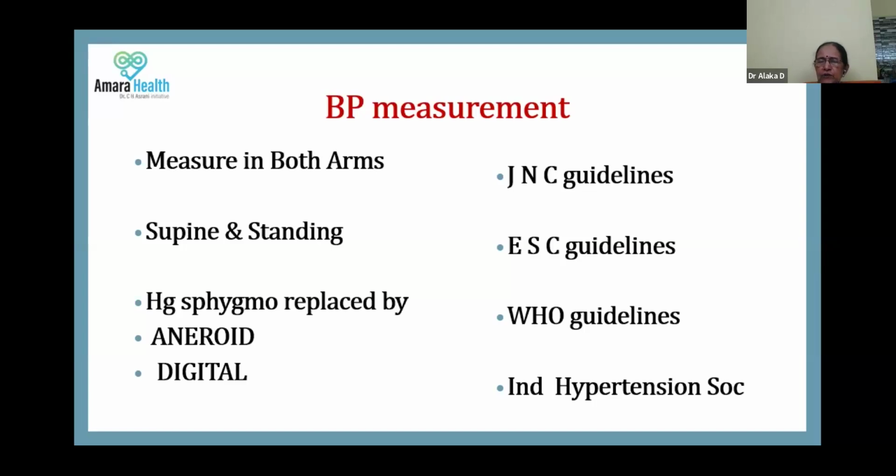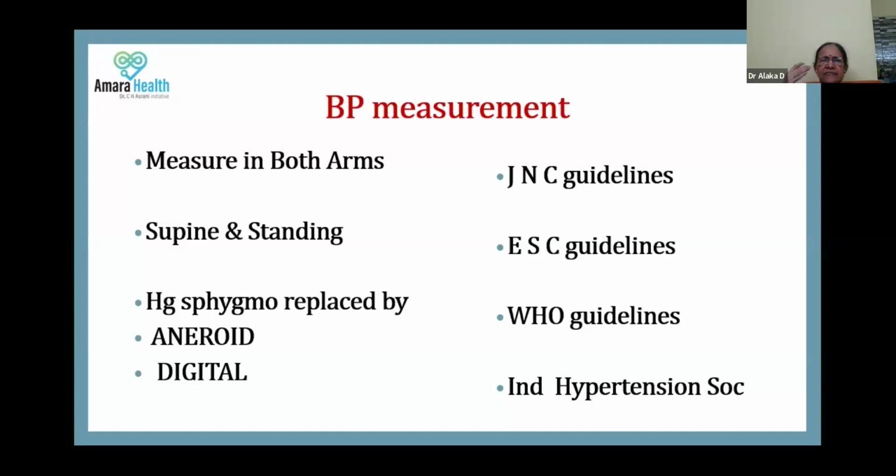When we talk about orthostatic hypotension or the sympathetic response to a standing position, it is better that we check the blood pressure in supine and standing position. We used to use mercury sphygmomanometer, which is now replaced by large dial aneroid manometer or by digital manometer.